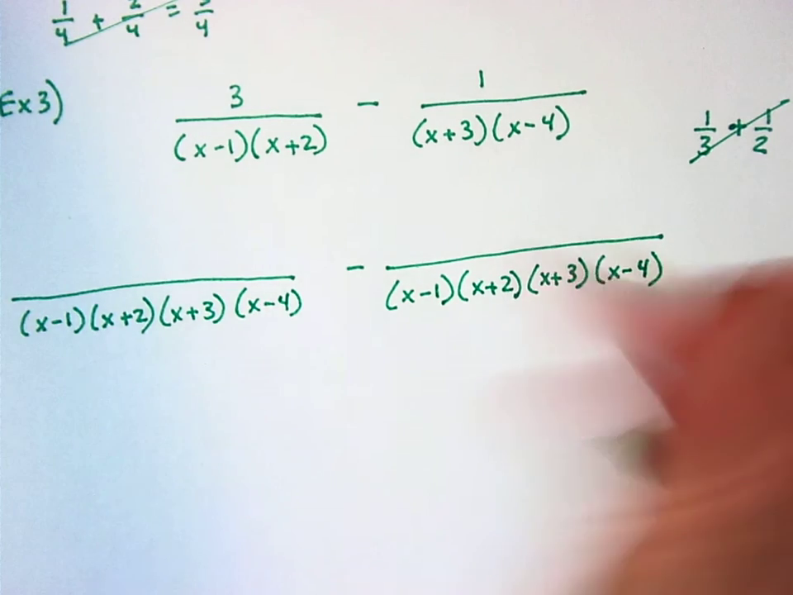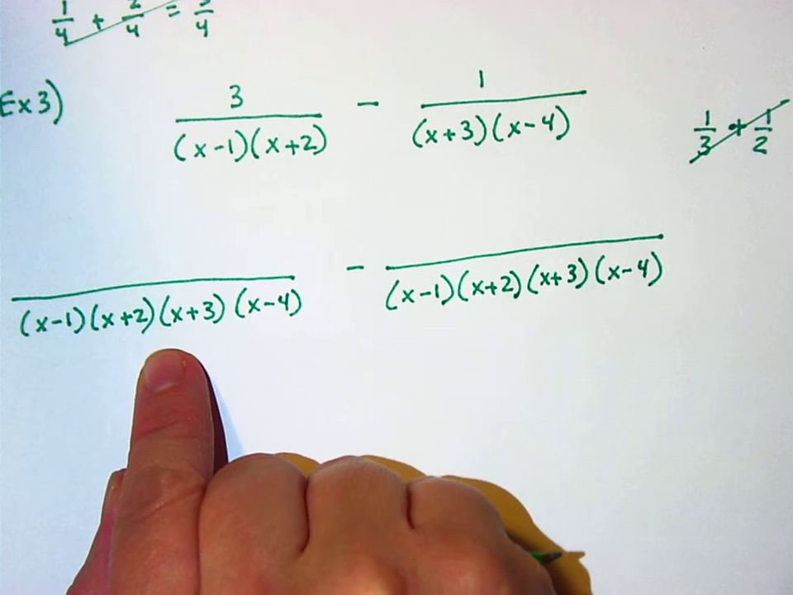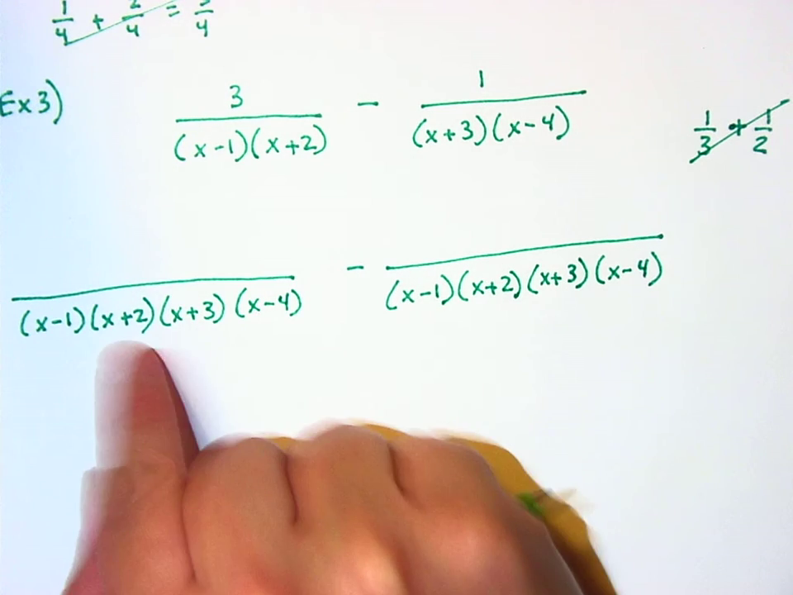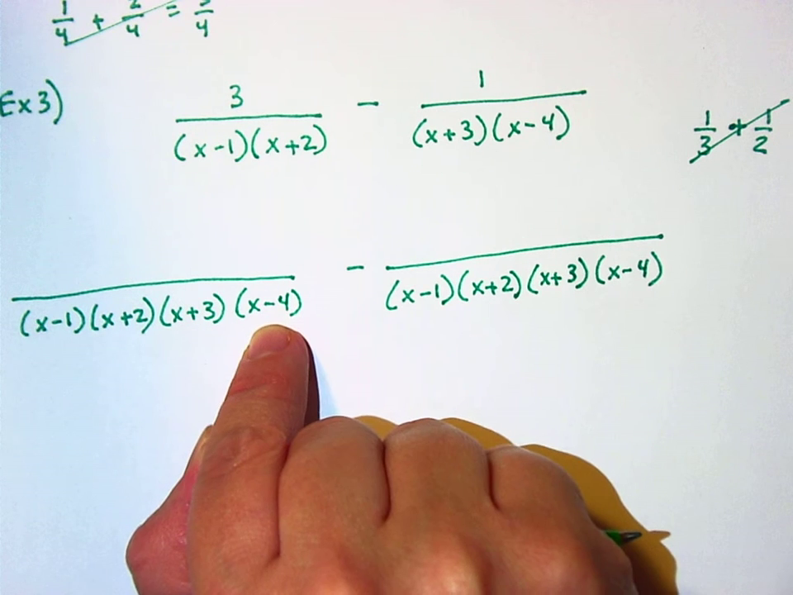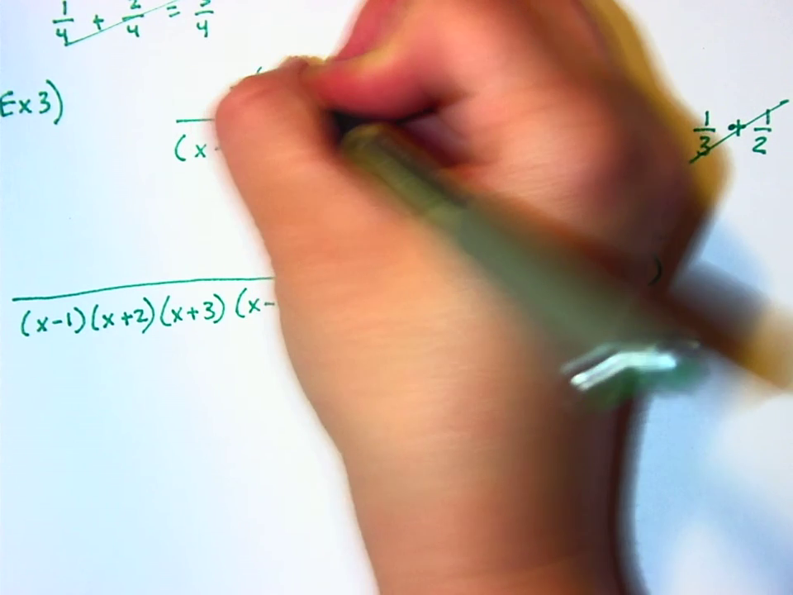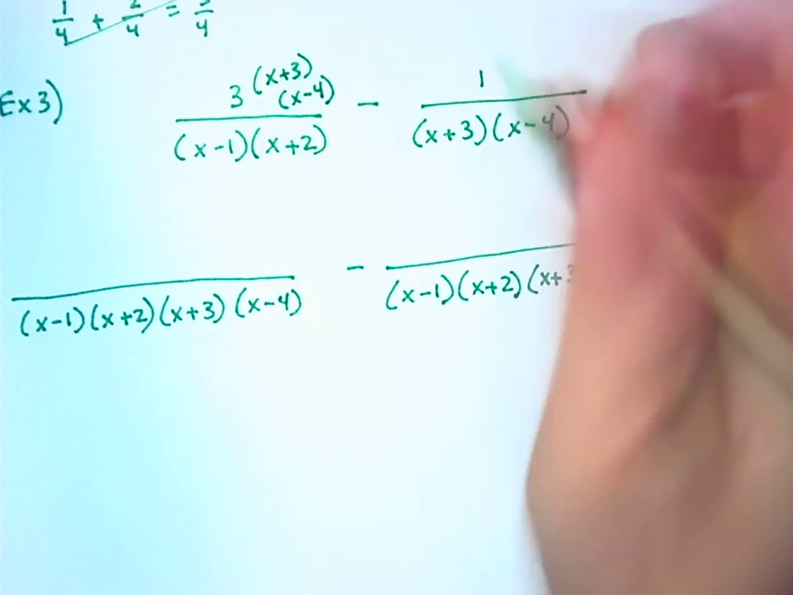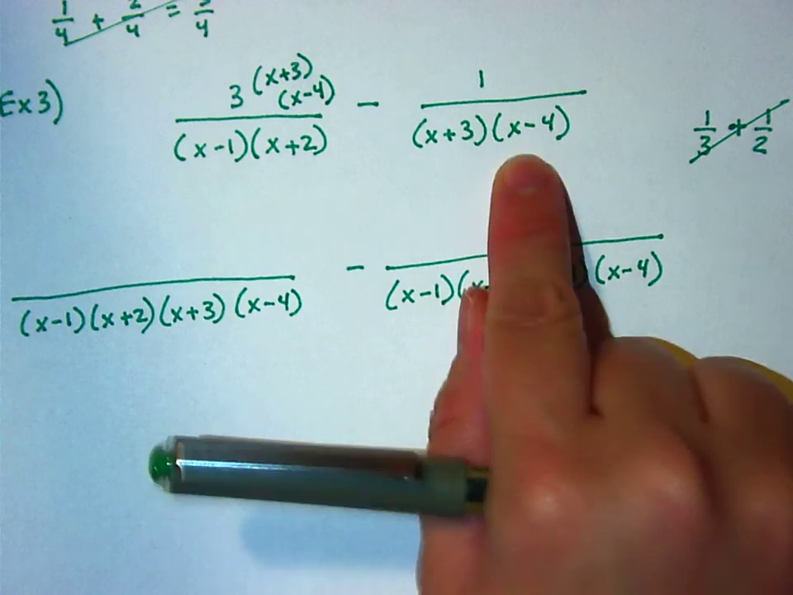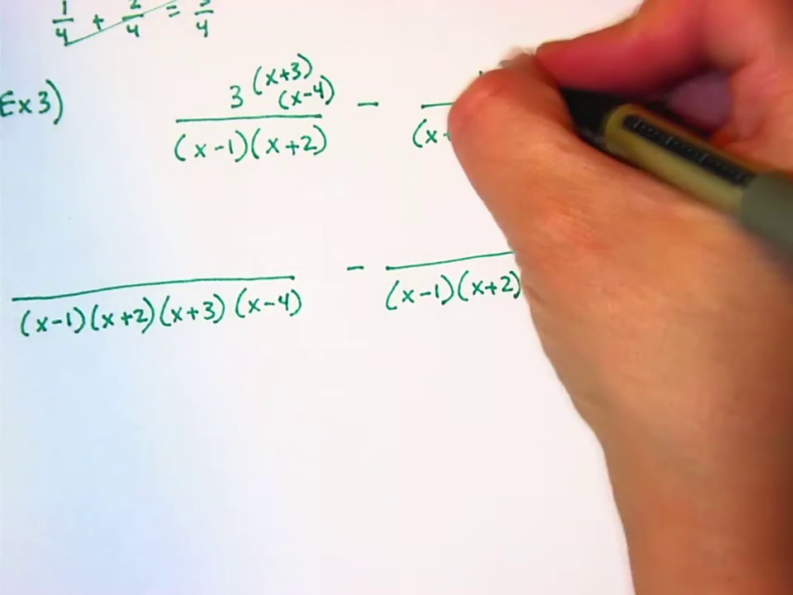Okay. Now, what did we need to make that happen on this one? Well, we already had the x minus 1 and the x plus 2, but we had to multiply in that x plus 3 and x minus 4. So I'm actually going to write that right here. And on this one, we had the x plus 3 and the x minus 4, but we didn't have the x minus 1 and x plus 2.